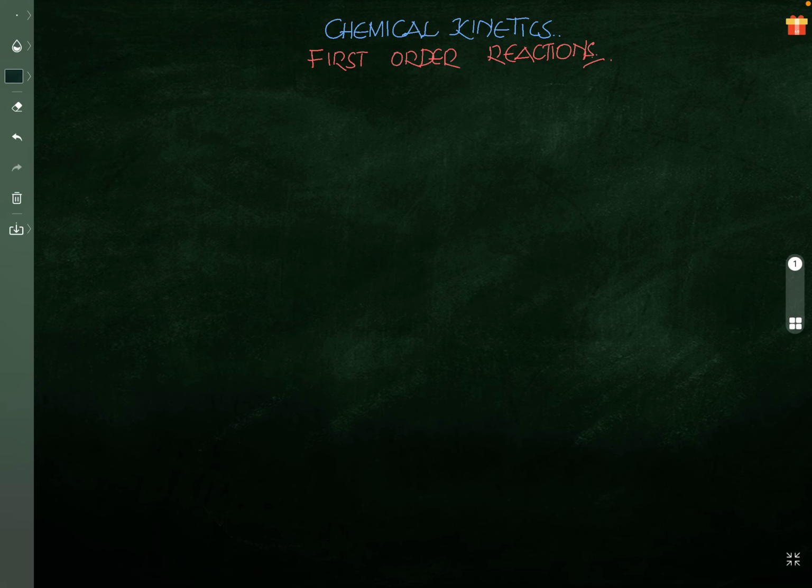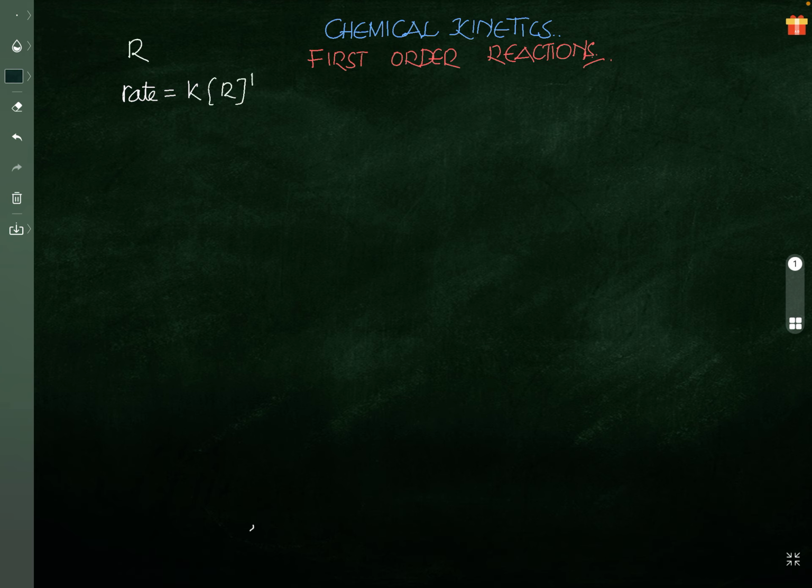Chemical kinetics, first order reactions, class 12. Very, very important one. What do you mean by first order reactions? First order reactions are those reactions in which rate is equal to K into concentration to the power of 1.